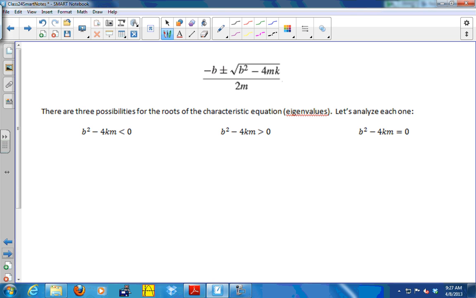Okay, so we just discussed all of them. If b squared minus 4km is less than 0, then this is a spiral sink. And we call this the overdamped. I wrote it down wrong. But yeah, I think this is underdamped.